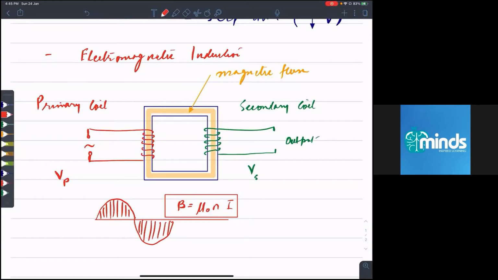When the current changes its value, B changes. When B changes, the value of flux changes. And when the value of flux changes, Faraday's law says electromagnetic induction occurs. So the flux which is passing through the primary coil keeps on changing with time. So induction will occur in the primary coil, which is known as self-induced EMF or self-induction. And the induction which is occurring in the secondary coil is known as mutual induction. So Vs is known as mutually induced EMF. Are you getting it?